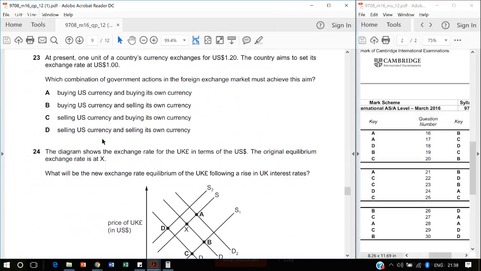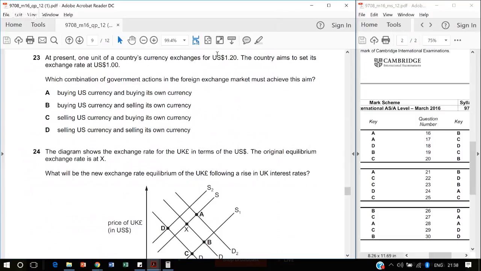At present, 1 unit of a country's currency exchanges for $1.2. The country aims to set its exchange rate at $1. They're trying to peg their currency. If we remember the policy trilemma, we can choose between having free capital flows, autonomy over our monetary policy, like interest rates, or being able to set pegs for the exchange rate. We can't have all three. We can only have two. Which combination of government actions in the foreign exchange market must achieve this aim?